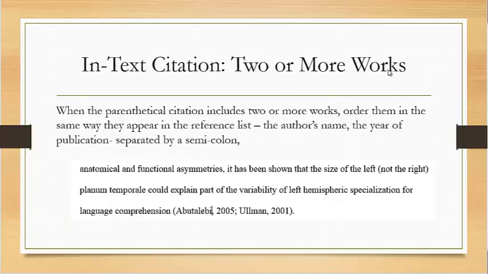So in in-text citations, that is for quote, summary, or paraphrases, when you are using two or more works, you need to order them in the same way they appear in the reference list, with the author's name, the year of publication, and separated by a semicolon. You can see the example I've included here. If you look at the end of the sentence, I have the authors in alphabetical order. So Abu Talibi, comma, publication in 2005, and then a semicolon to separate this publication from the next publication, which would be Ullman, comma, 2001.